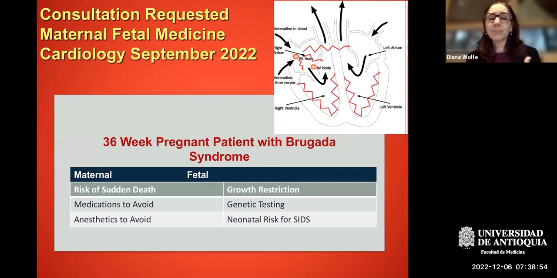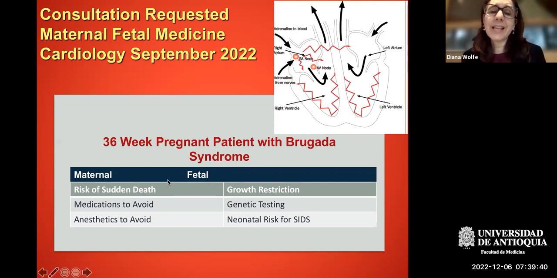Bupivacaine provoca Brugada. Para el feto está el riesgo de abnormalidades de crecimiento, genetic testing para ver si este feto tiene riesgos, porque sabemos que los niños de las mujeres con Brugada están a riesgo de SIDS, sudden infant death, y también los fetos, los neonatos, 50% de ellos, si la mujer tiene la copia del gene, puede pasar 50% a sus niños.